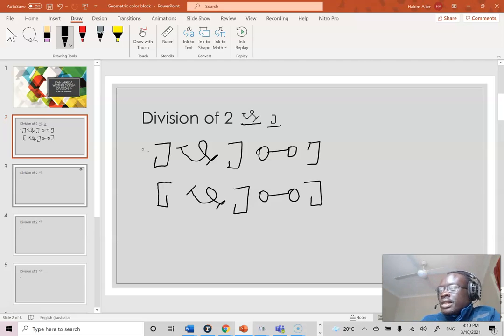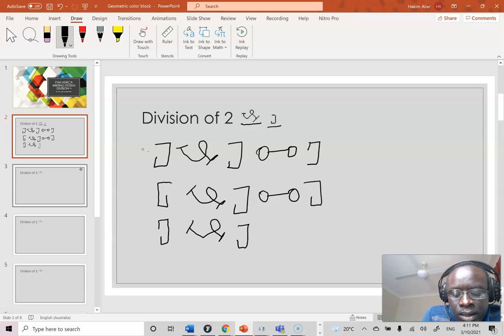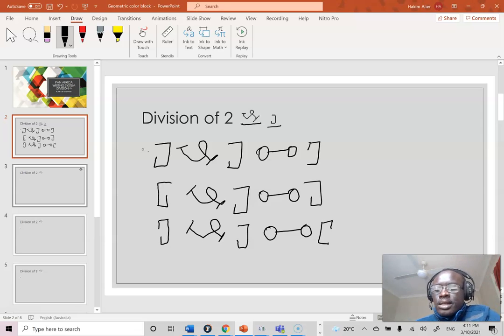So now we're writing 6, and 6 is written this way. That's number 6. And we write the symbol for division like this. So 6 divided by 2, you're going to write it with 2. So 6 divided by 2 will give me number 3. So 3 is written this way like that, and that is 3.